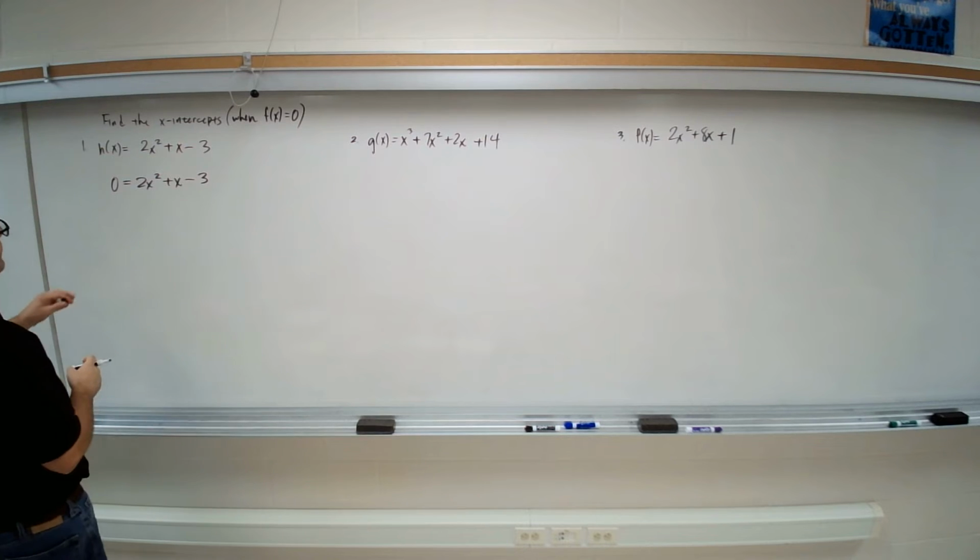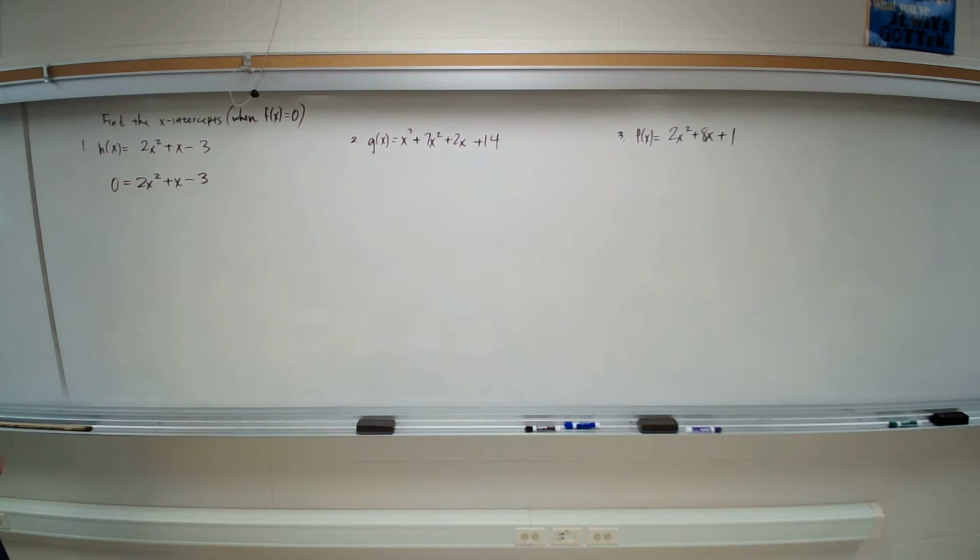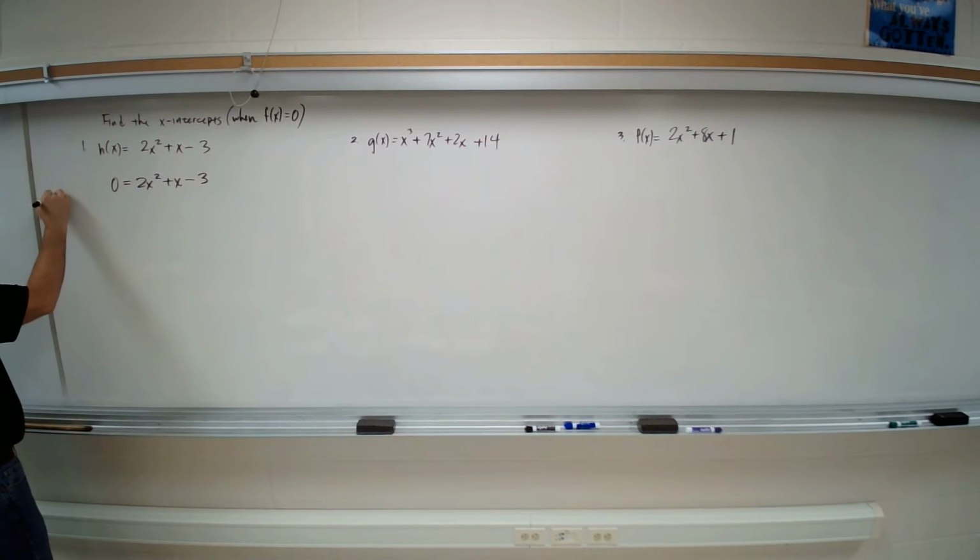So we need to go ahead and factor this, I think, is the way to do this. If we want to split the middle, we need two numbers that multiply to be -6 and add to be 1, which would be 3 and -2.